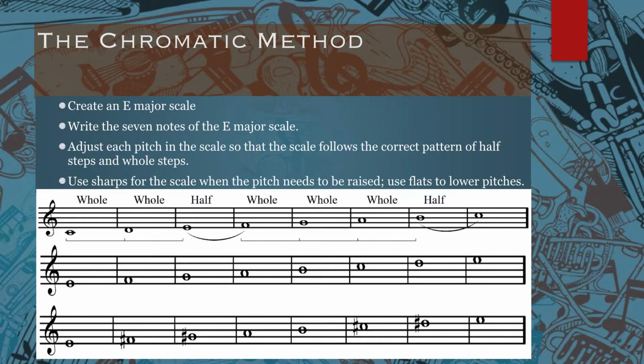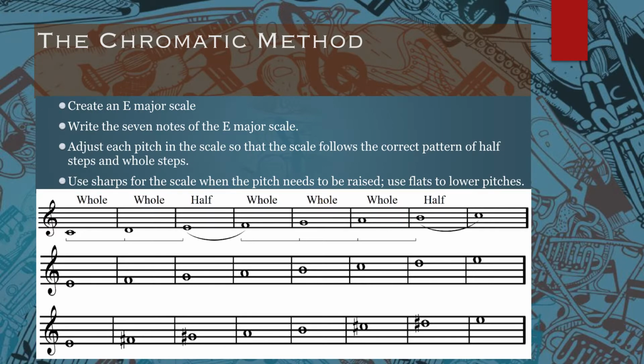So with our scale starting on E, E to F is a half step. We need to make that a whole step. So we raise the F to F sharp. So now from F sharp to G, that's a half step. So we need to make that a whole step. So we raise the G to G sharp. So now we should have a half step. G sharp to A is in fact a half step, so we can leave that alone. A to B is a whole step, which is correct.